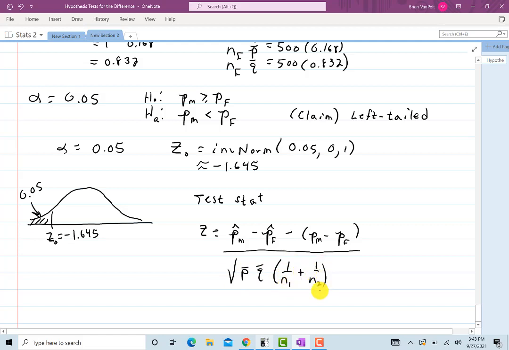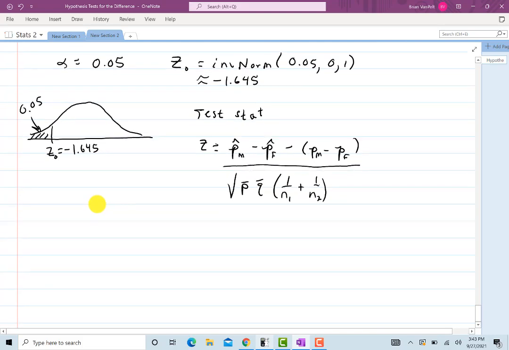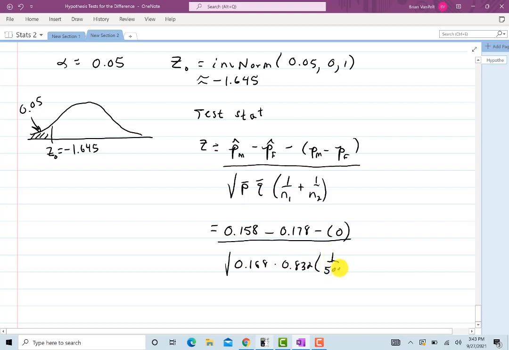And let's put all of our information in. I was actually given the p-hat values. I was given 15.8% for P sub M, so I'm going to change it to a decimal and write 0.158. The P sub F hat was given as 17.8%, so that's 0.178 minus 0 in the parentheses. My P bar was equal to 0.168. My Q bar was equal to 0.832. And then the sizes of these things were each 500.